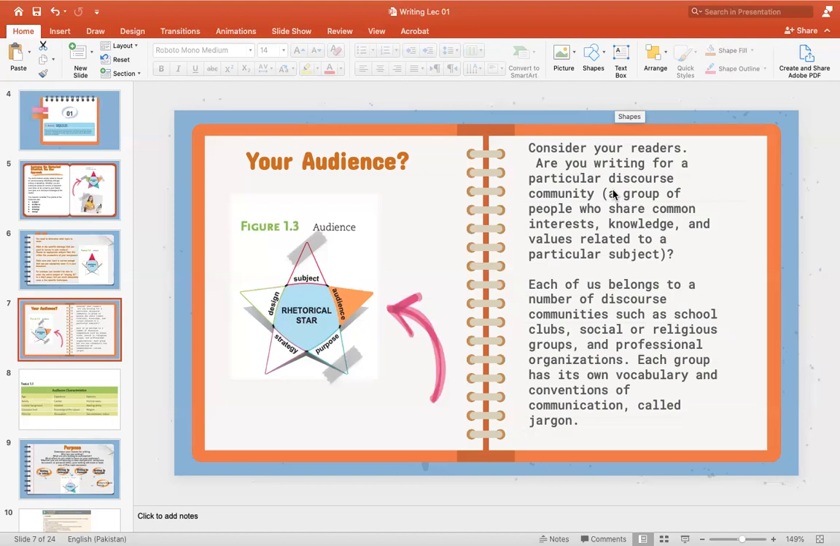Actually, these are the group of people who share common interests, knowledge, and values related to any particular subject. So, are you writing for any particular discourse community? For example, you're writing a book for children, or a book for elderly people, or something that's to be checked by your teacher for exam purposes. So you have to find out the particular discourse community. All right. So what is a discourse community? Once again, I'm repeating, it is the people who are sharing common interests.